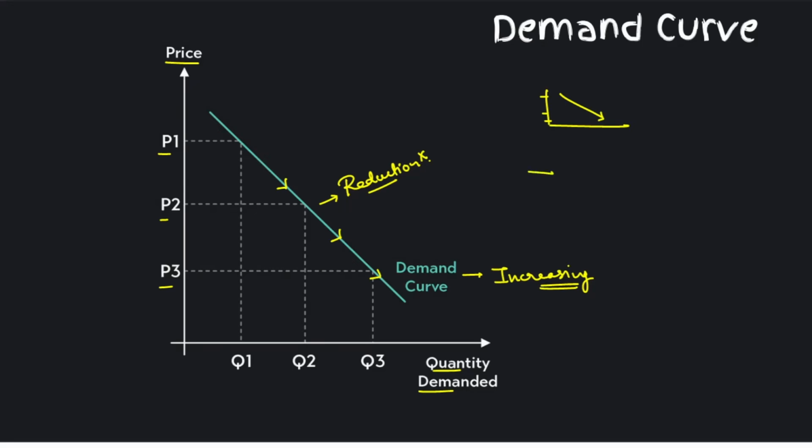So what we are saying is that when the price goes up, then demand goes down, and when price goes down, the demand goes up. So they have a reciprocal relationship.